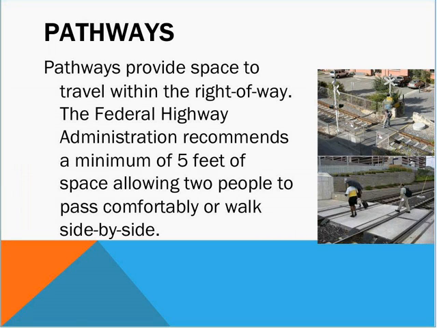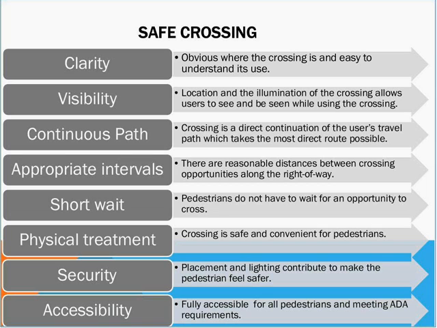Pathways provide the space for travel across the tracks, and they should be designed in a safe manner. There have been many injuries because of the gaps between the walkway and the flange of the tracks. A safe crossing should have these attributes. It should be a clear, visible, continuous path. Crossings should be at appropriate intervals so that people are not tempted to cross the tracks in between because the distance between crossings is so long.